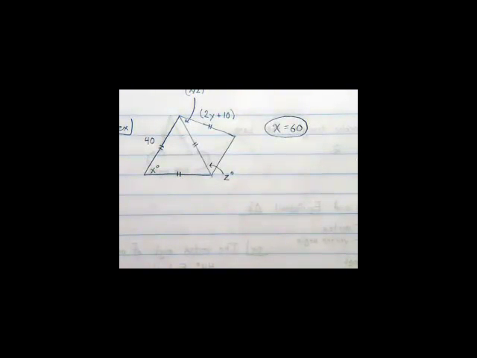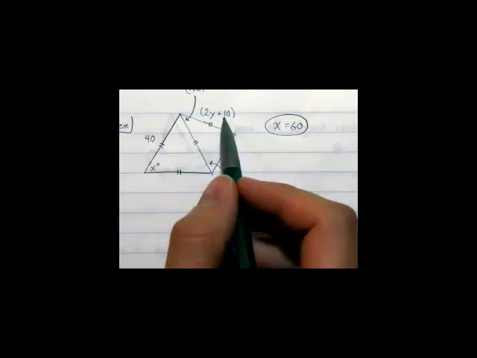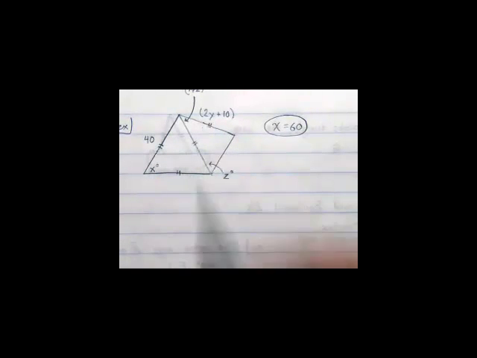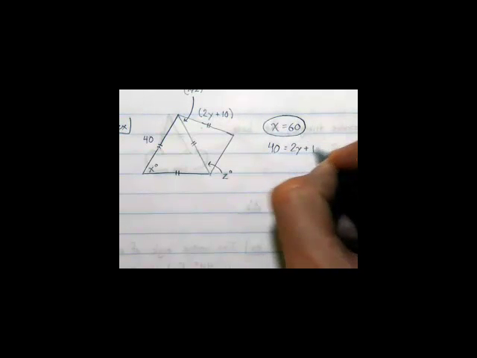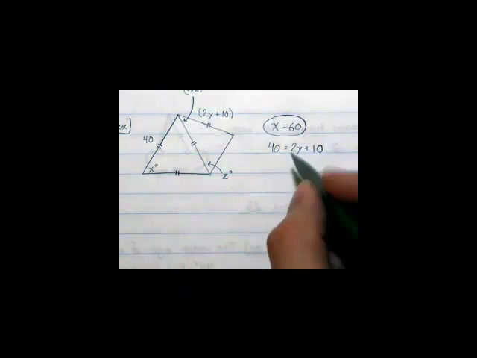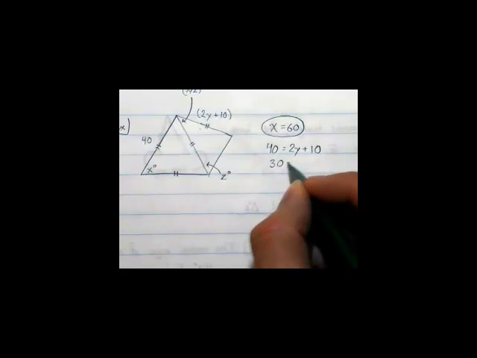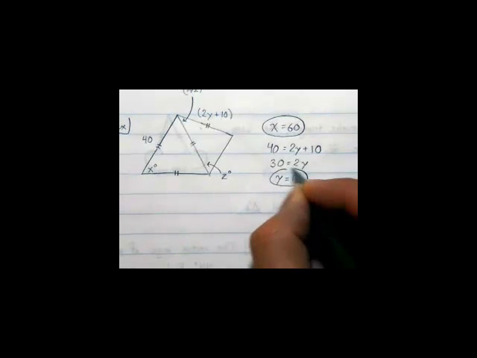Okay, now let's jump to y. Y is not an angle, y is a side. Does anybody see something in that picture that might help us figure out what y is? This whole expression has to equal 40, right? This is equal to that, because those are congruent sides. So 40 equals 2y plus 10. And then we can work that out. Subtract the 10, 30 equals 2y, divide by 2, and y is 15.